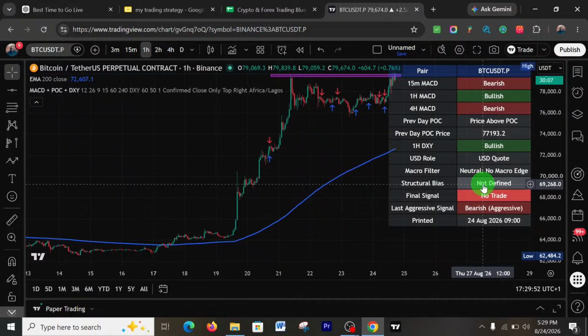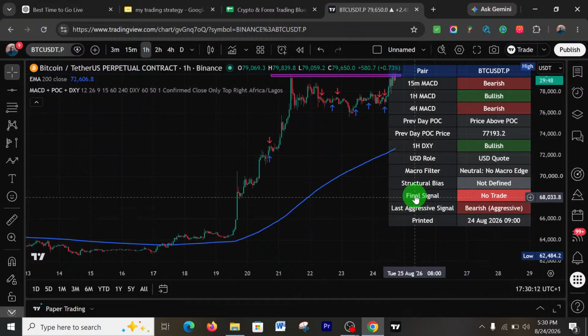It has about 8 unique structural biases encoded within it. Because this particular condition doesn't meet any of the encoded structural biases, it will tell you not defined. For final signal, it will tell you no trade. So what was the last aggressive signal? Because it uses two signal types, the aggressive long and aggressive short.